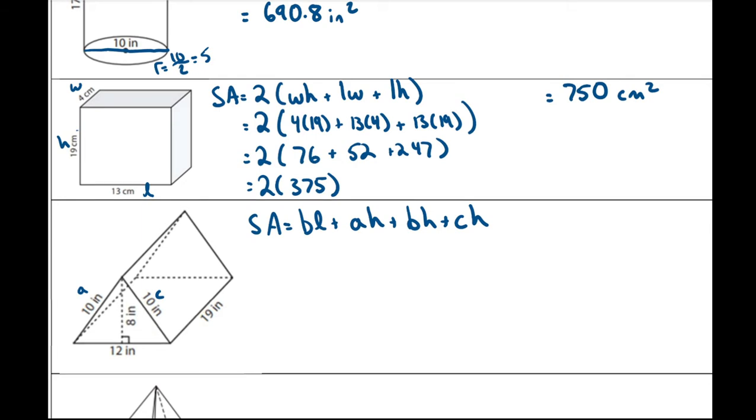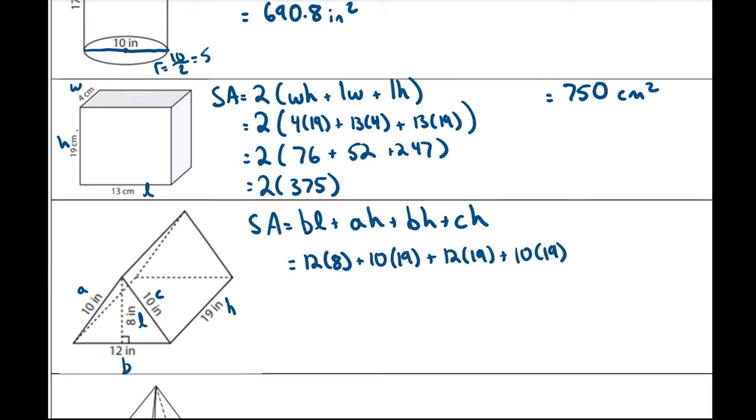or sorry, no, B is the base of the triangle, L is the height of the triangle, A and C are the 2 diagonals, and then we have the length, or in this case they call it H, of the actual prism. So here, base times length, or B times L, is 12 times 8 plus A times H, which is 10 times 19, plus B times H, which is 12 times 19, plus C times H, which is 10 times 19.